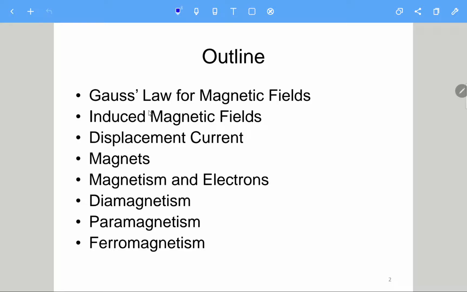Up to this moment, we have already learned 4 laws: two Gauss laws, one Ampere-Maxwell law, and also Faraday's law. So these 4 laws are called the Maxwell Equations.